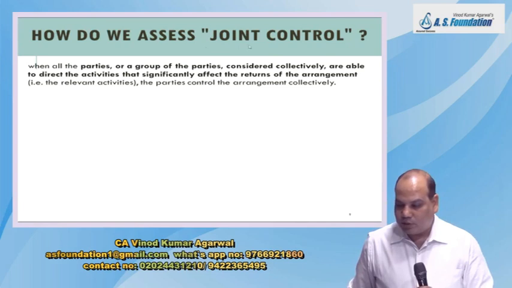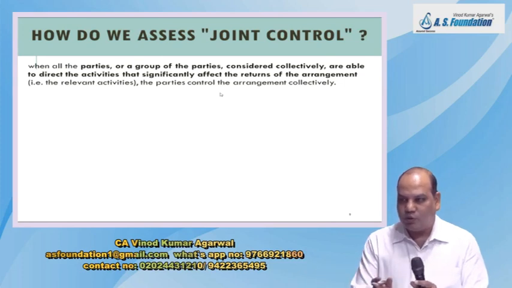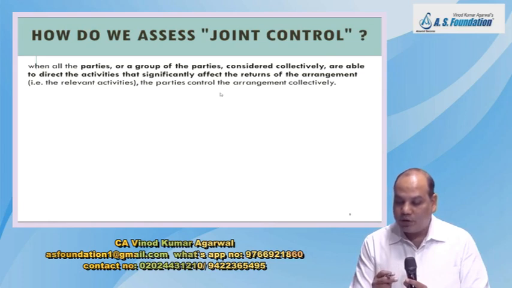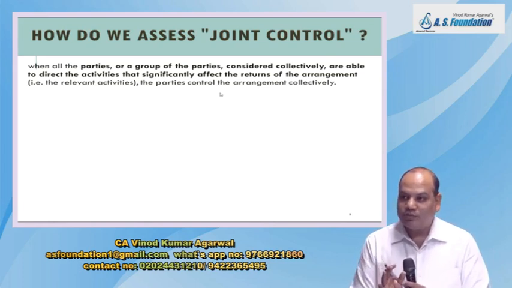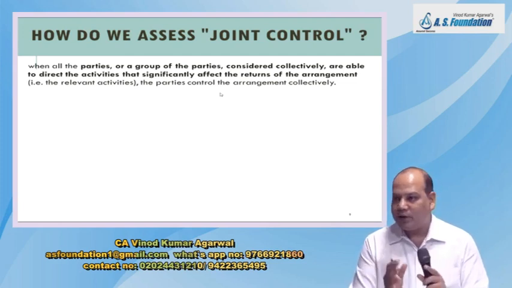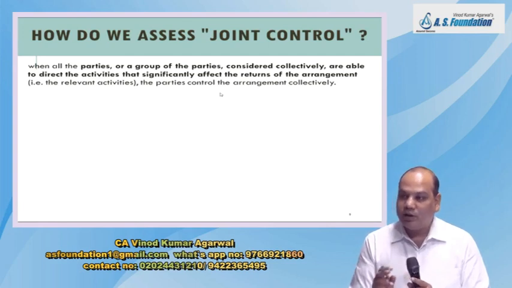So what are the requirements to assess joint control? Parties should have control. Parties should come together unanimously to take the decisions relating to collective activity. It is not necessary that 100% of people must vote in favor of the resolution. Those who have the joint control should agree unanimously. It is possible the joint control may be with people holding 75% of the voting rights. They must agree.